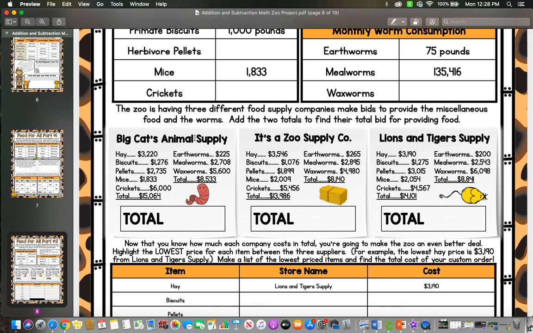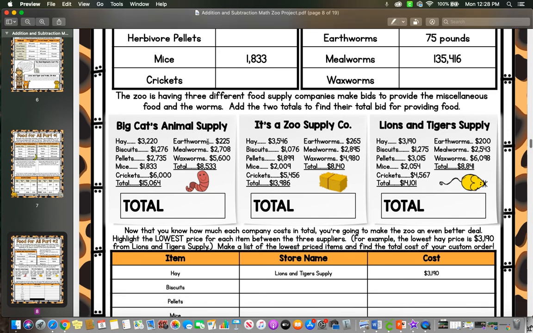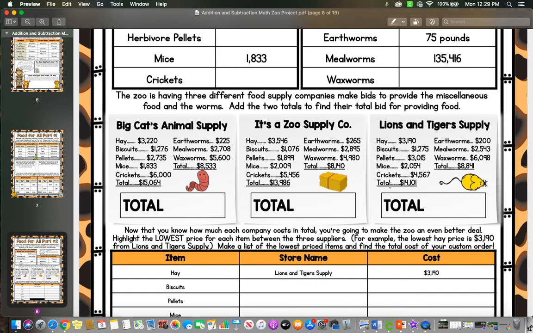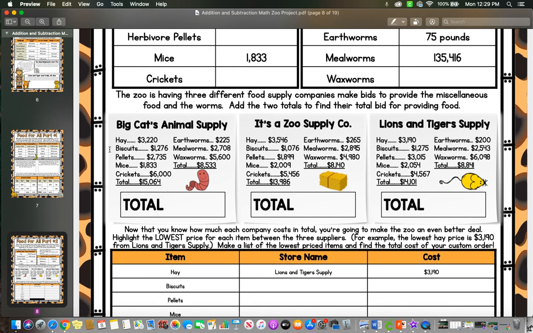Okay, so we have 3 different companies. This is Big Cats Animal Supply. This is It's a Zoo Supply Company. And this is Lions and Tigers Supply. Okay, and you can see they offer the same items, the earthworms, mealworms, waxworms, hay, biscuits, pellets, mice, and crickets. And it tells you how much it is. Okay, so for example, the hay at Big Cats, you see here, $3,220. The hay at It's a Zoo costs $3,546, and the hay from Lions and Tigers Supply costs $3,190.